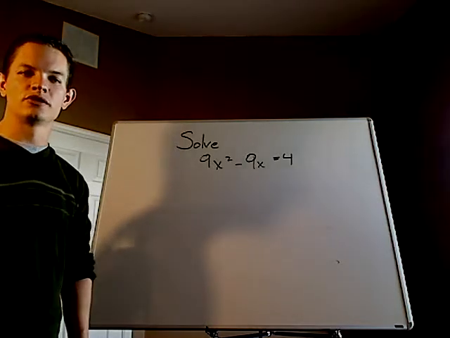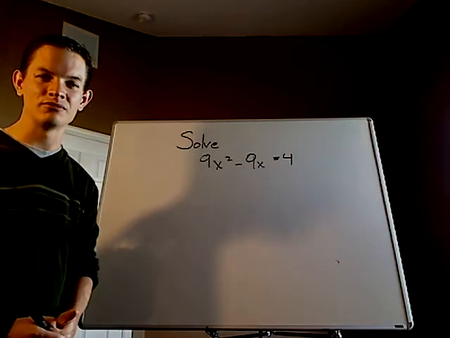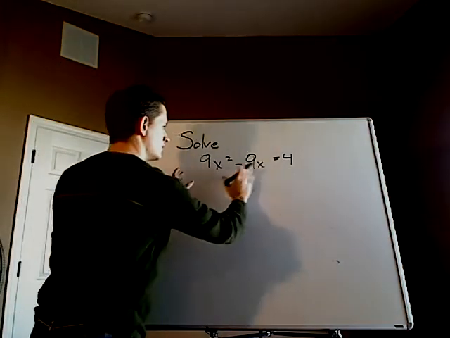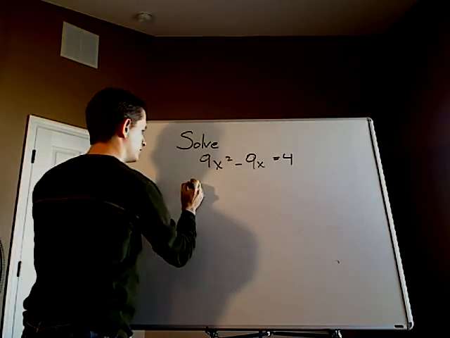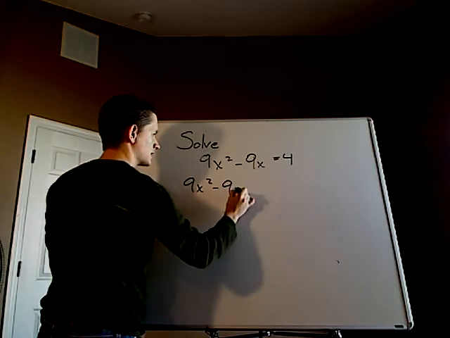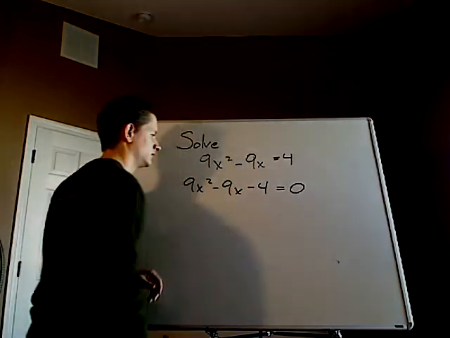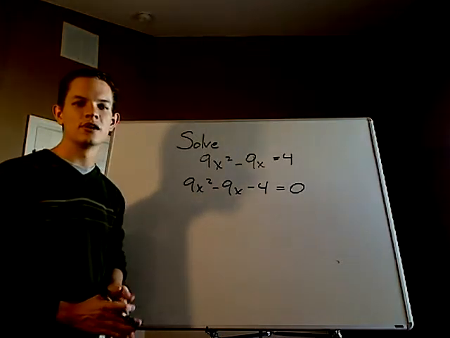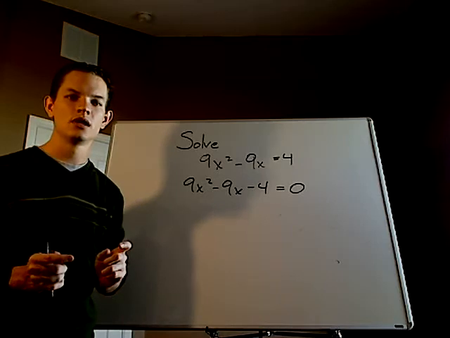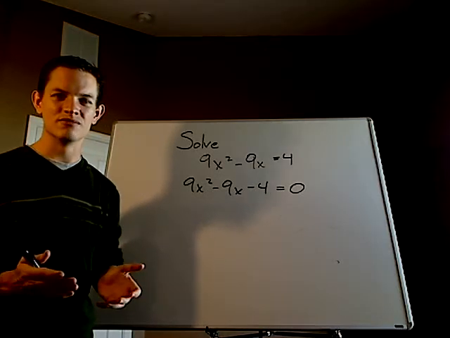All right. So you might have had a little difficulty with this problem. What you want to do is solve for 0 first. So you have 9x squared minus 9x minus 4 equals 0. Now you might be asking yourself, okay, I have a 4. I know 4 times 1 and 2 times 2. But that doesn't give me the middle term, 9.